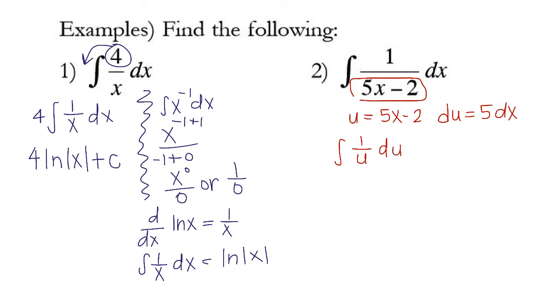And again, du has a value of 5 dx, but we only have 1 dx, so we're going to have to multiply by 1/5 to make sure we maintain the value. And so we end up with 1/5 times the natural log, the absolute value of 5x minus 2 plus c. Okay, moving on to the next problem.